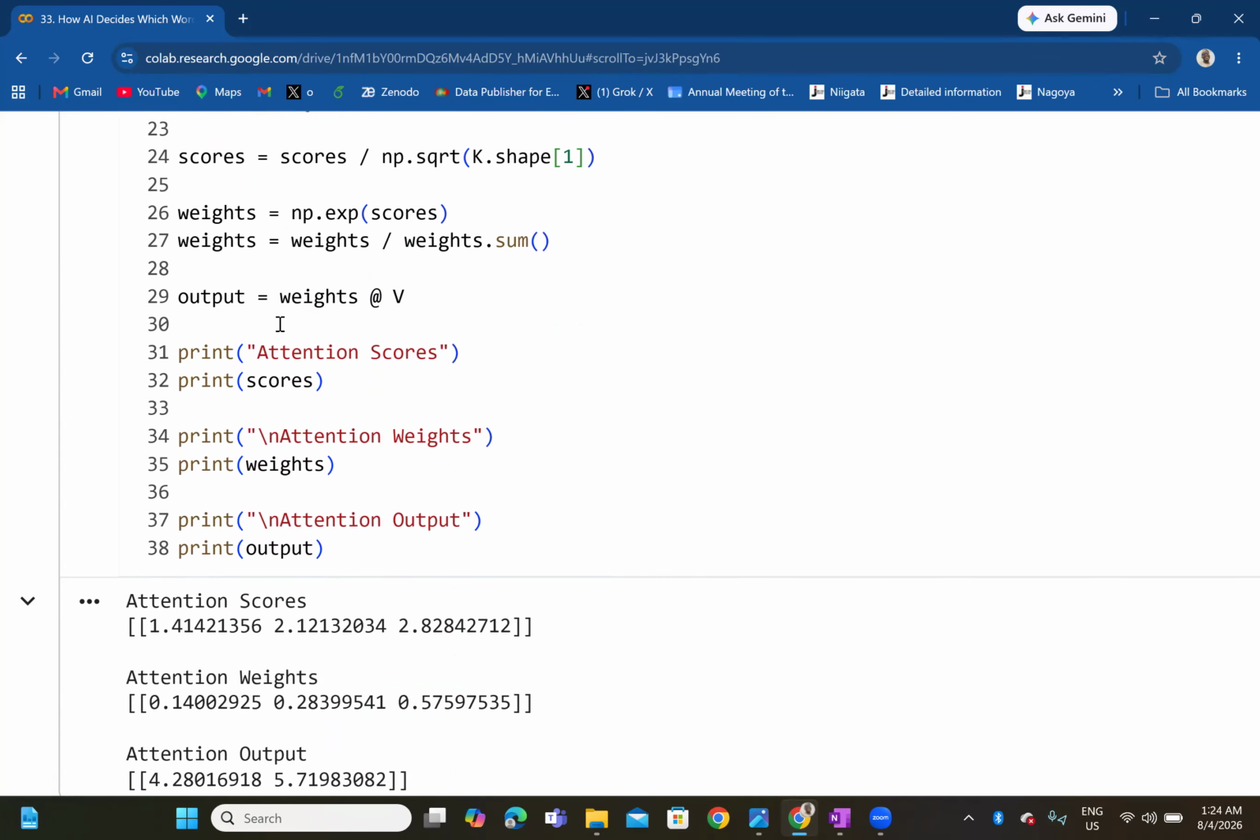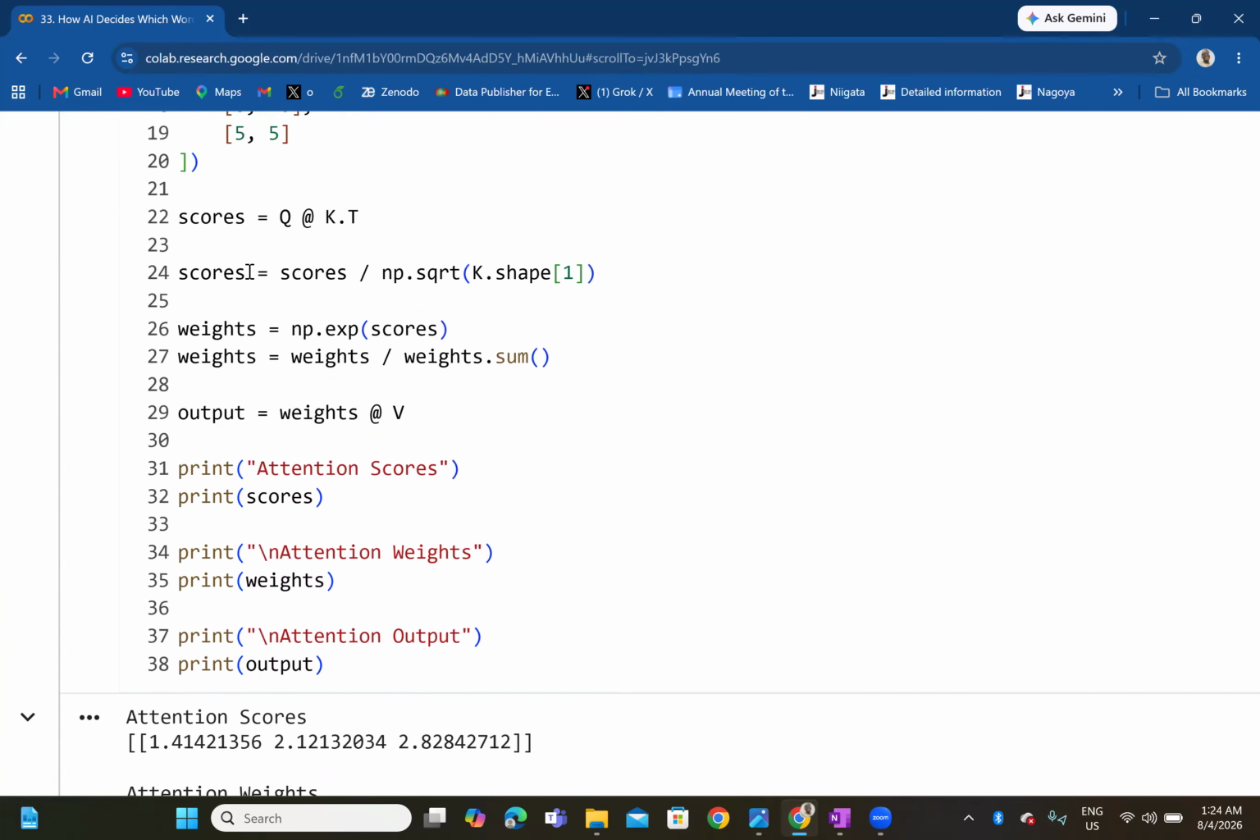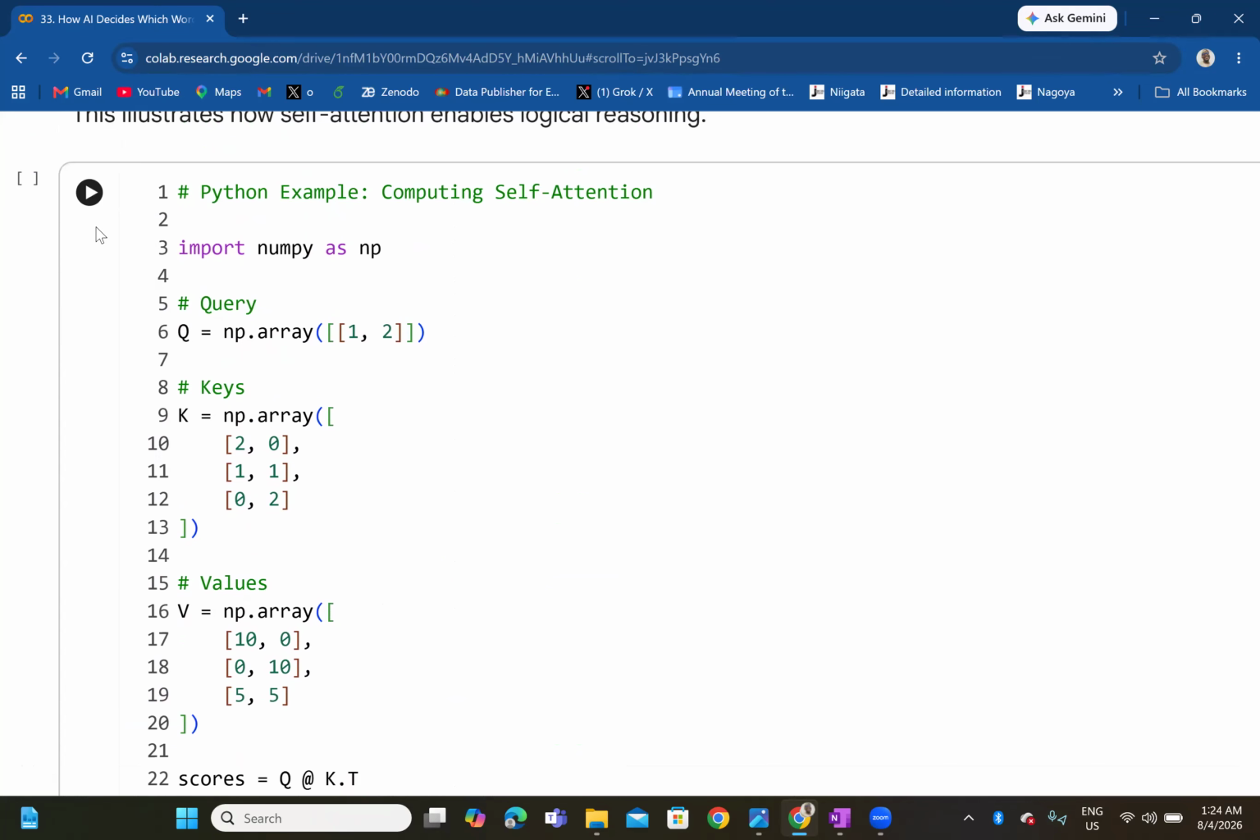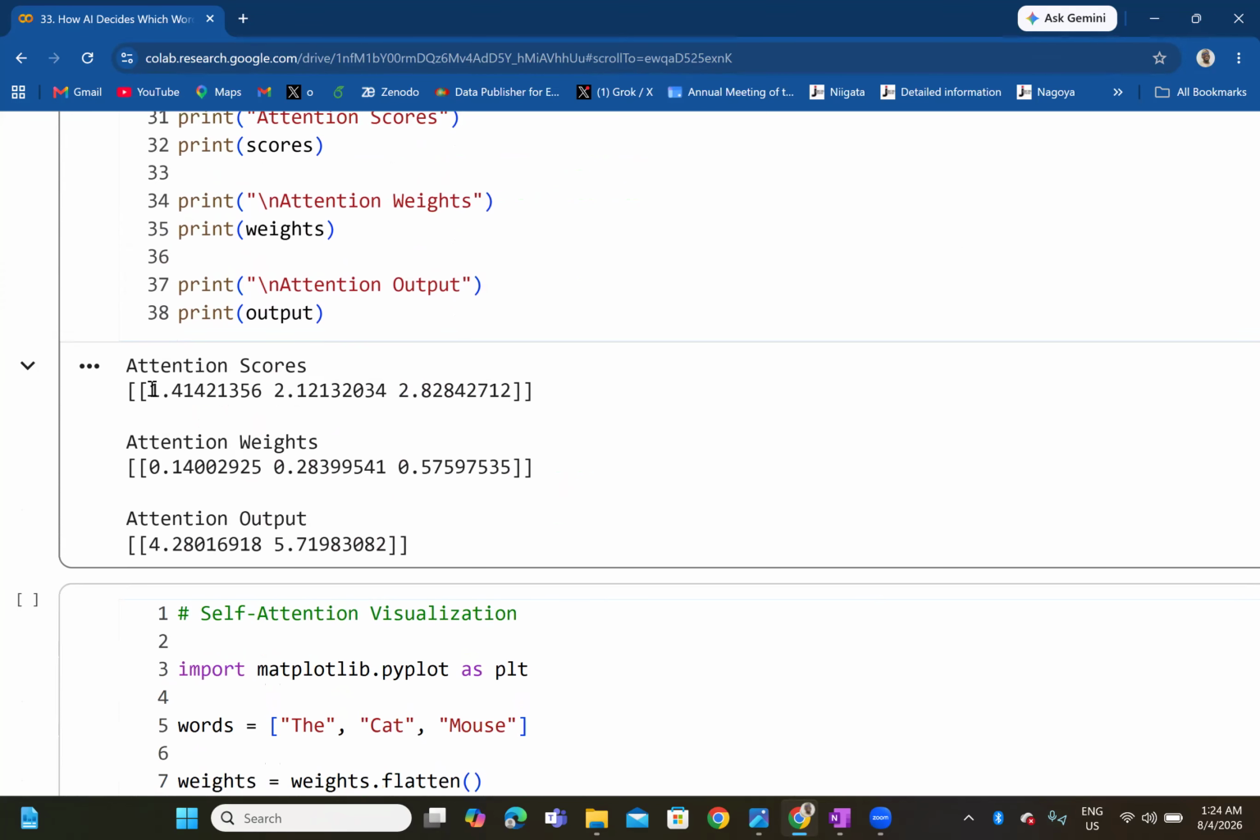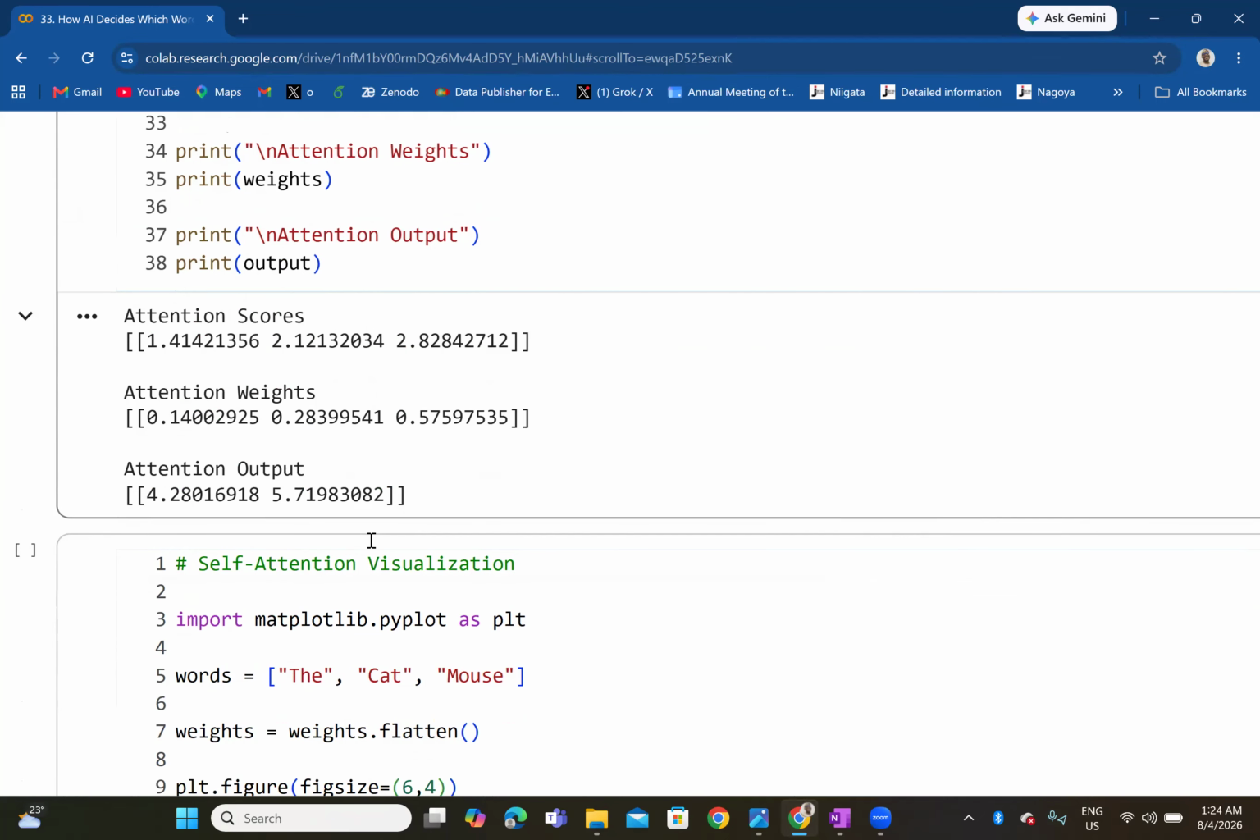And then we do the weights, so we have the weights, right? And then we calculate the sums like that. So we have the attention scores and we translate that into the attention weights. And of course, as you see, attention scores are all these ones like we saw before. And then we get the attention weights, that's the probabilities. And then the attention outputs now has 4.28 and 5.719. So it means that the second token gets the biggest attention right here.